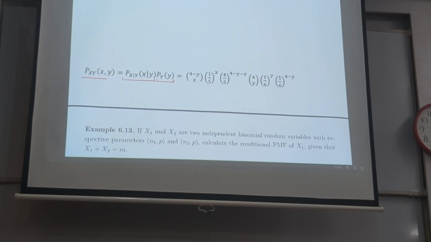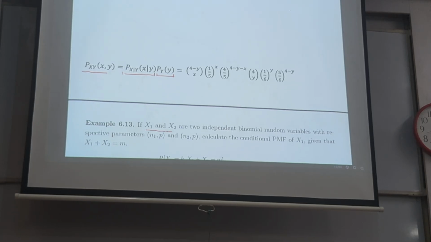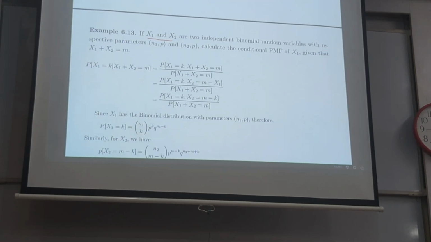So now there is another problem. I will quickly skip this one, that is very tight. It says X and Y are two independent binomial random variables. They have the same probability of success, but the other parameters are not the same. That's why they are not identical, but they are independent.